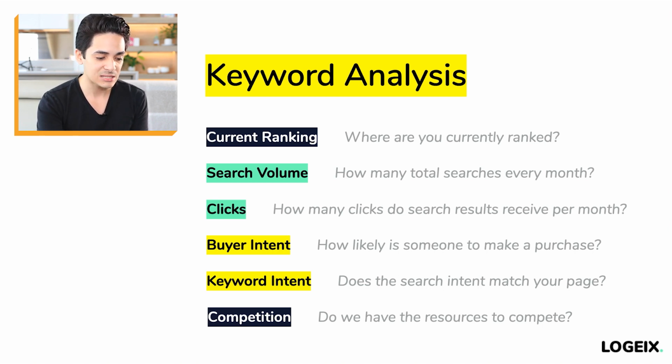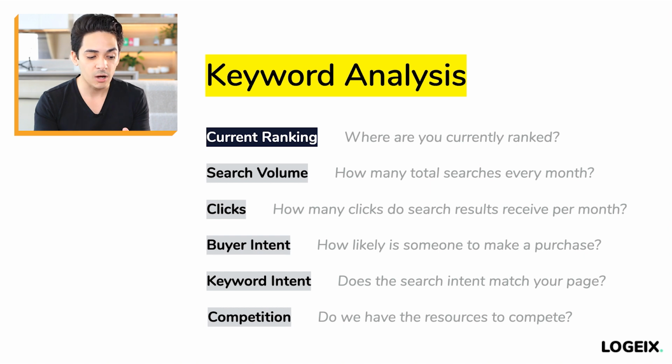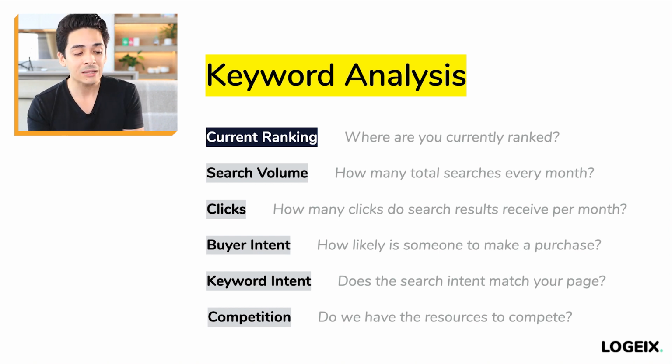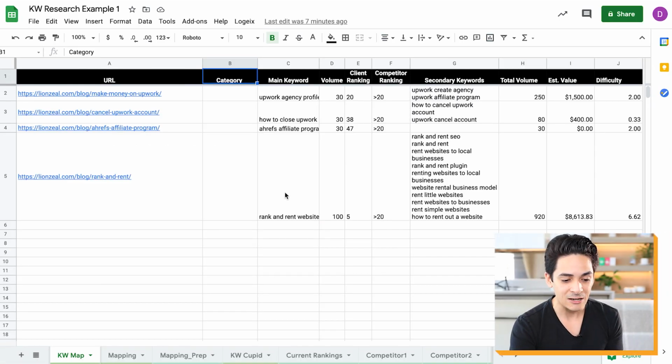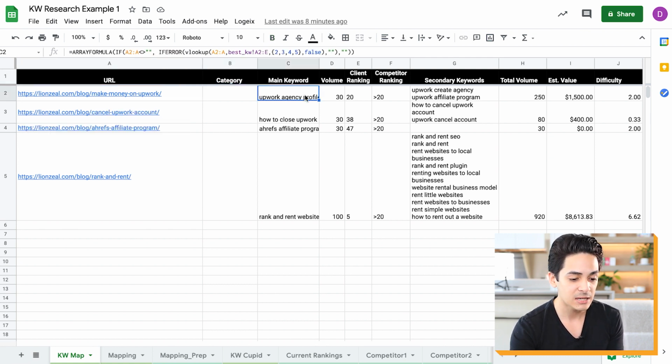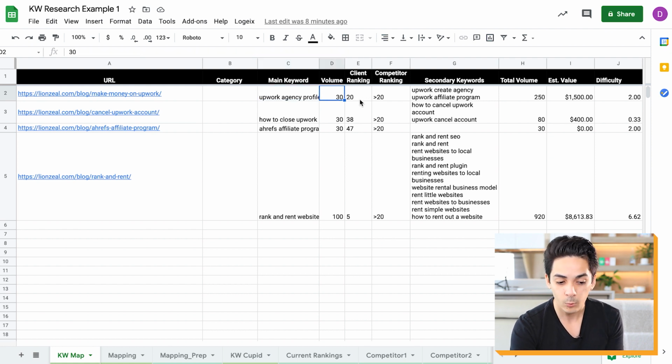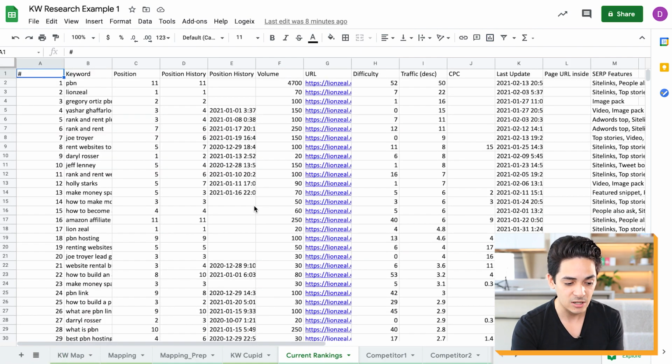So let me go through these step by step. The first thing obviously is your current rankings. Where are you currently ranking? If you remember, in the first step of this process, we mentioned check your existing rankings. This is the end result here, but what we can see is that for this page, the biggest keyword is Upwork agency profile. Again, based on that data we did, it's not really correct, but you can see from a quick inspection, it came out as the best keyword, the volume is this, and our own website is currently ranking in position number 20. We set this when we imported the current rankings list.